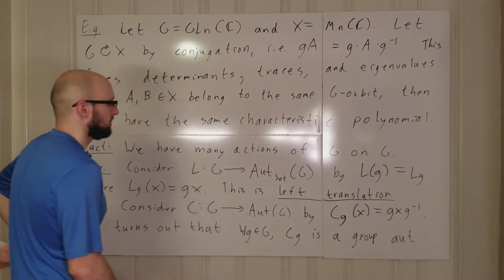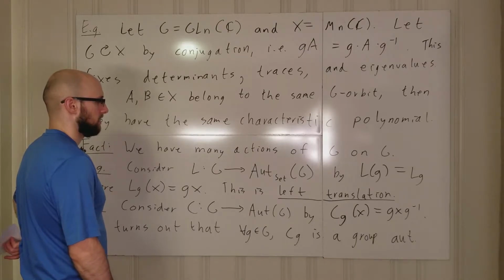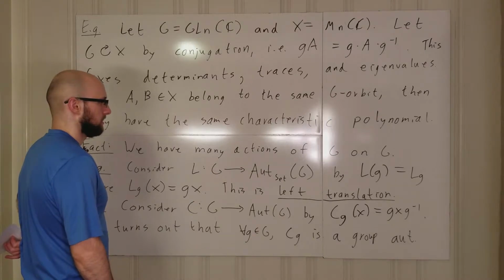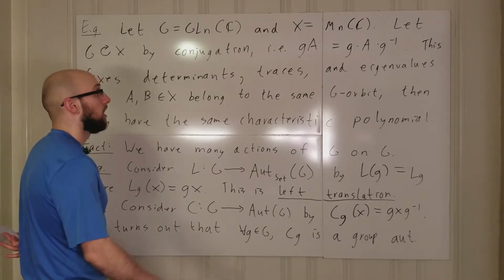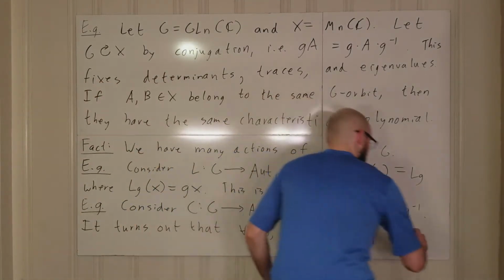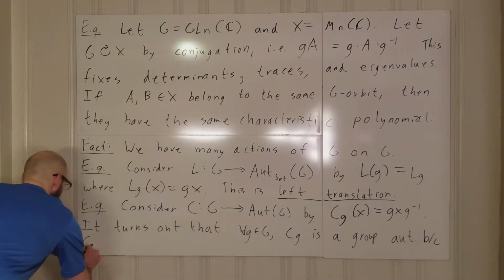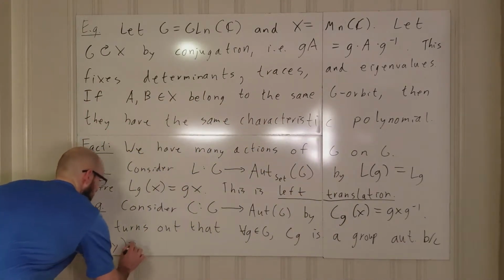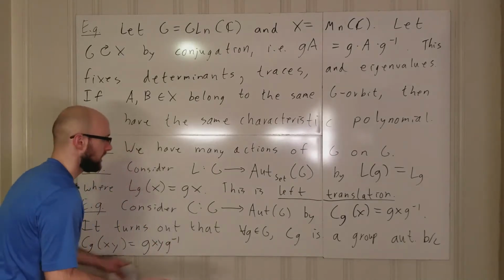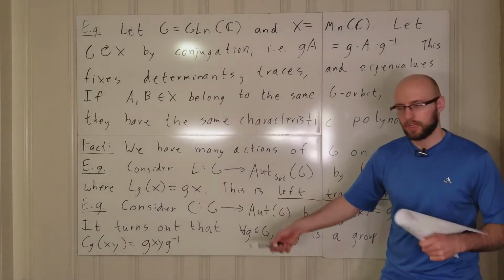So if we consider this map that sends x to gxg inverse, then let's see here. So c_g of, oh yes, it is, because c_g of xy equals gxy g inverse. But now what do we typically do? What's the trick that we typically use here when we're dealing with conjugation?